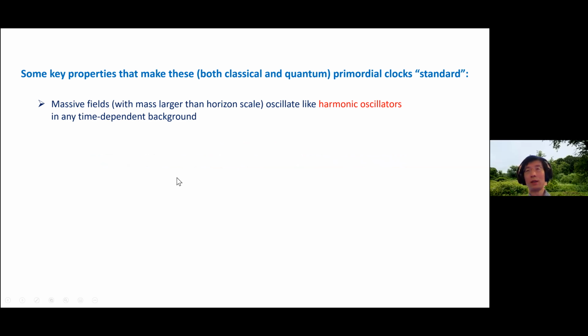So last slides, I think I'm running out of time. But I will summarize this in the next couple of slides. Some key features that make the previously mentioned massive fields standard clocks are the following. I'll just refresh and summarize. First of all, we require the value of the mass of this field to be larger than the horizon scale. This requirement makes the oscillation very simple. As long as the mass is approximately constant, it's harmonic oscillations, in any different background.